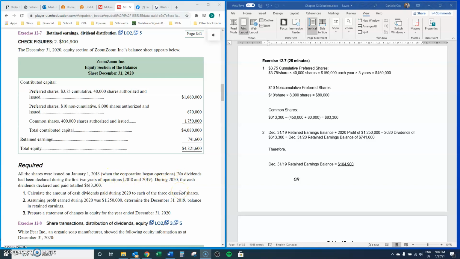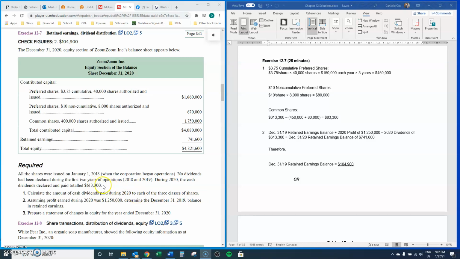No dividends have been declared during the first 2 years of operation, so no dividends in 2018 and no dividends in 2019. During 2020, the cash dividends declared and paid were $613,300. So, just fixing my headset, it almost fell off. All right. Calculate the amount of cash dividends paid during 2020 to each of the three classes of shares.